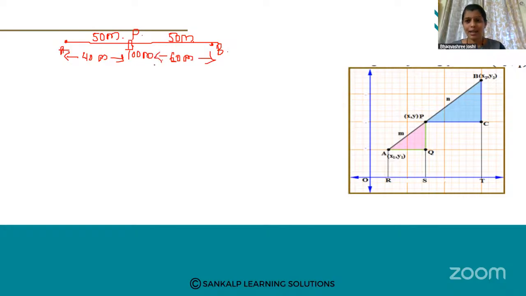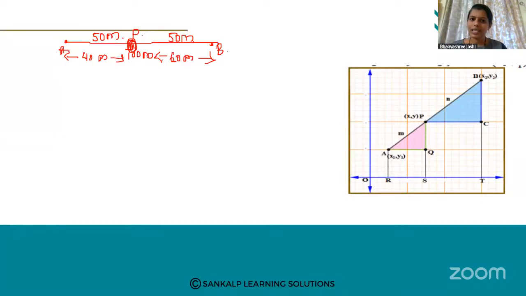Now, what I want to tell you is this point P divides the line AB in the ratio 50:50. Right? It divides this line AB into two parts: the first part is 50 meter, the second part is 50 meter. Or you can say the first part is 40 meter, the second part is 60 meter.